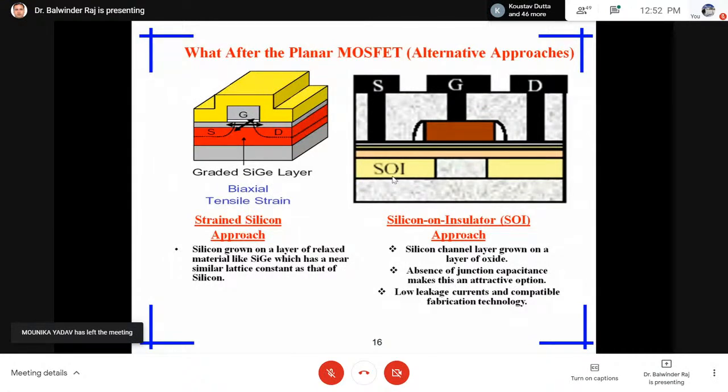And with this SOI technology, the major benefit is that the junction capacitance in the device is very low. If the junction capacitance, the parasitic capacitance, is low, then the device's performance in terms of its driving capability or movement of carriers that contribute to the leakage current can be improved. So low leakage current and compatible fabrication techniques are used in SOI technology.